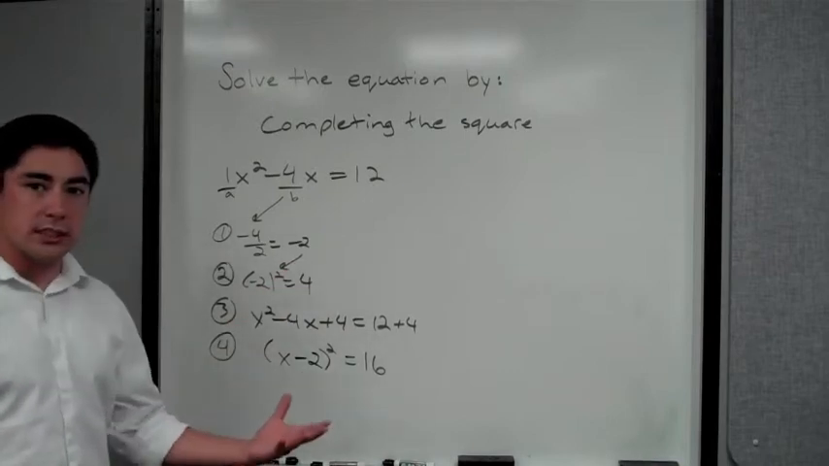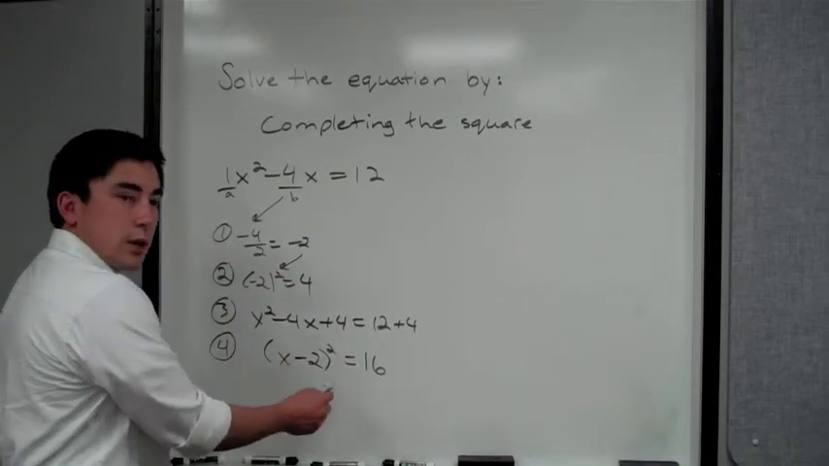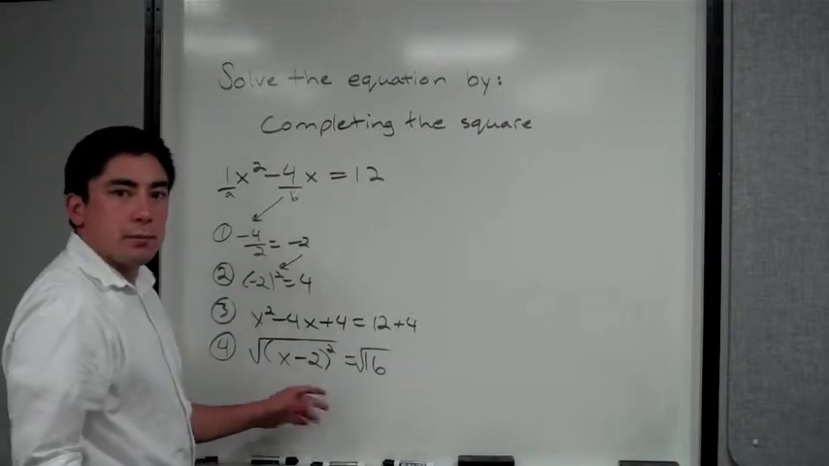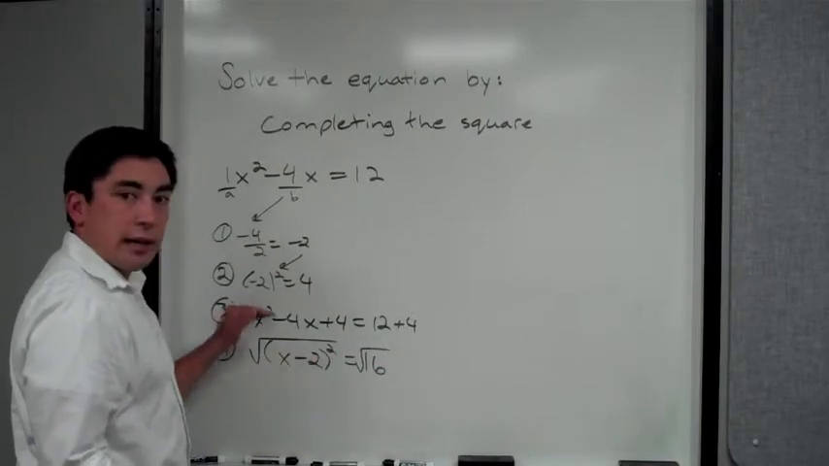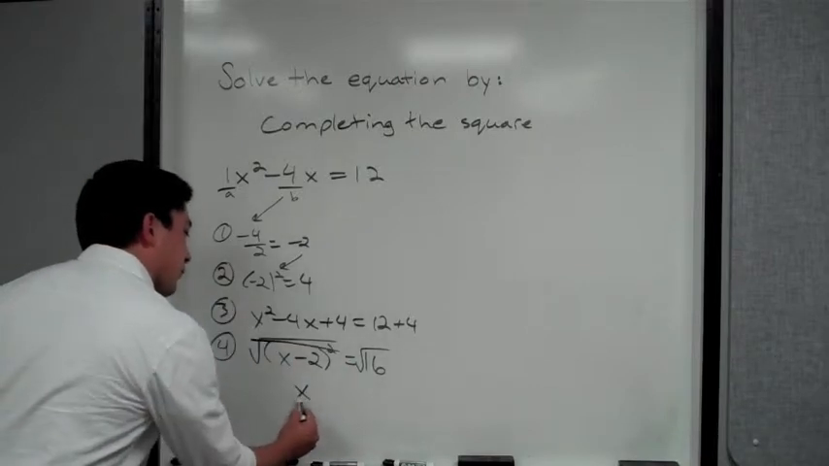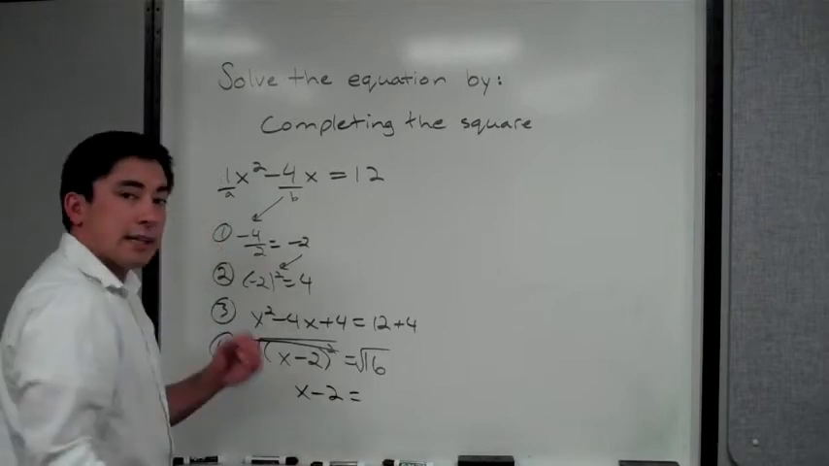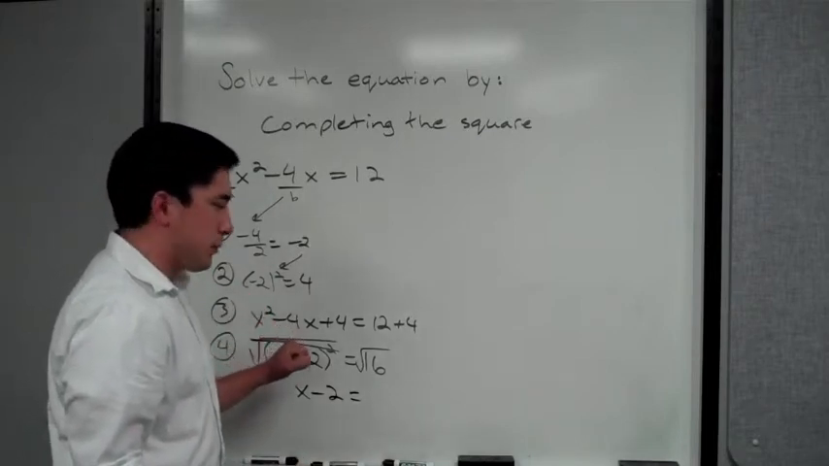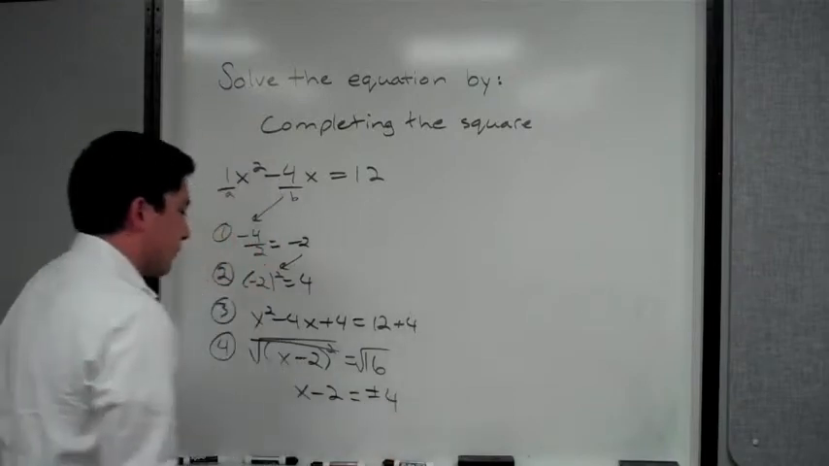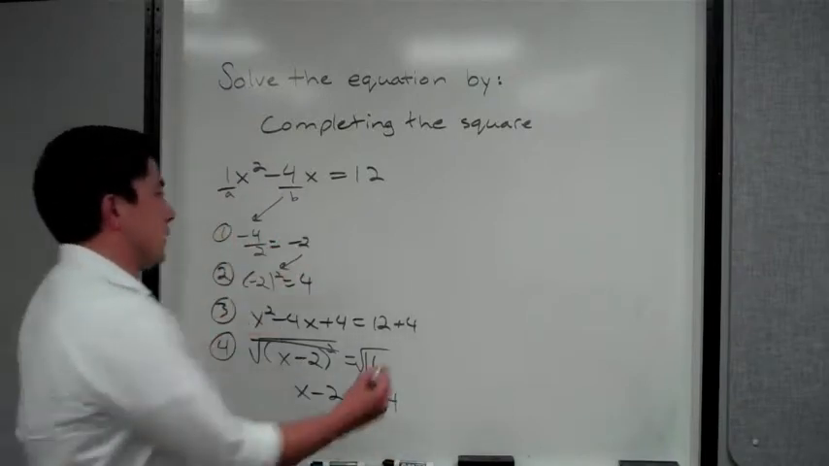Now, we still need to solve. So we get rid of a square by rooting. Now we can't move that 2 yet because it's in the parentheses squared. So you got to get rid of the square first. So we root it. So we're left with x minus 2. And again, we took a square root of a variable. So this side has to be a positive negative. So plus minus 4.